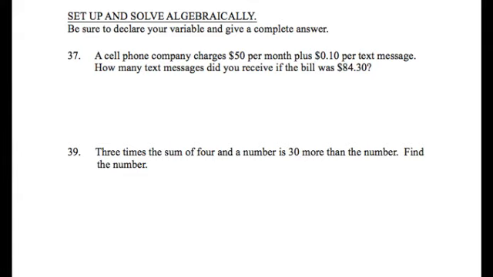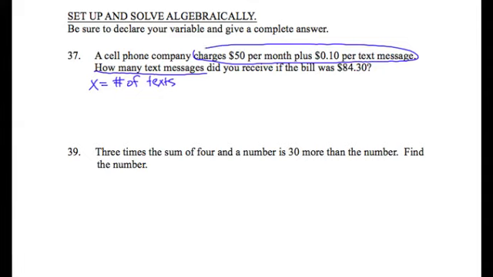Okay, so what we're looking for here is how many text messages. Since that's our unknown, that's what we want to set our variable equal to. So I'd say, x equals the number of texts we received this month. Now we're ready to write our equation. And our equation is right here, that the cell phone company charges $50 per month plus 10 cents per text message. That's part of our equation.